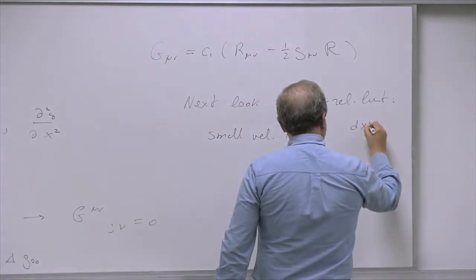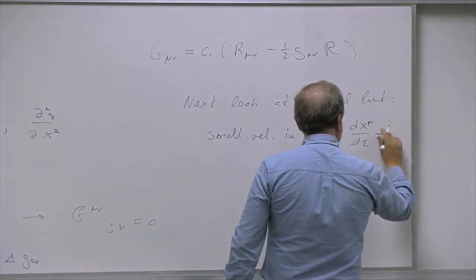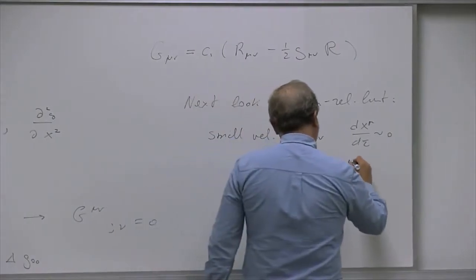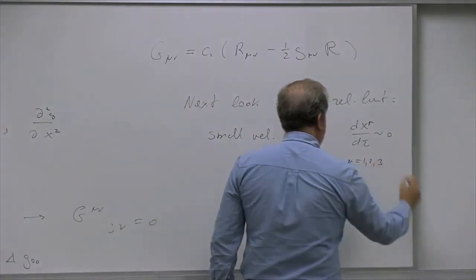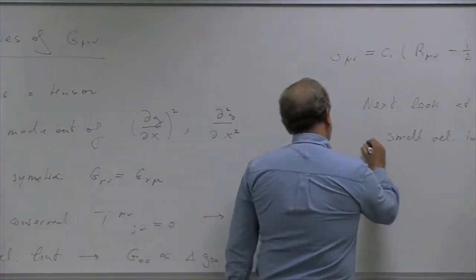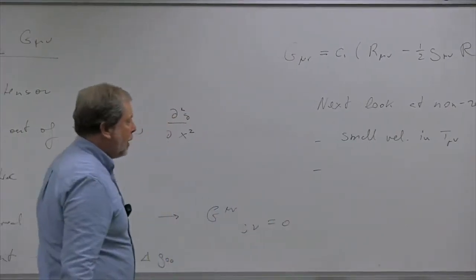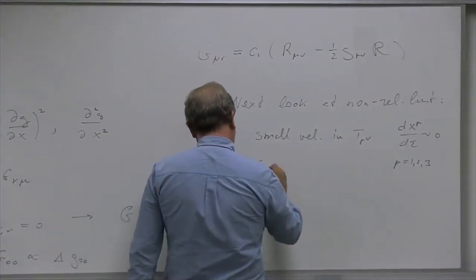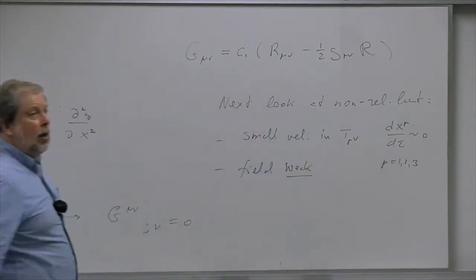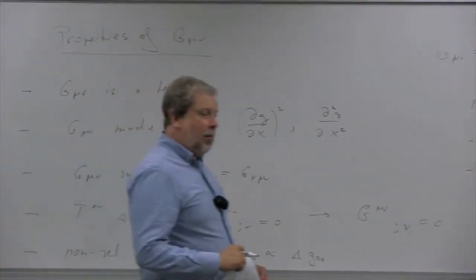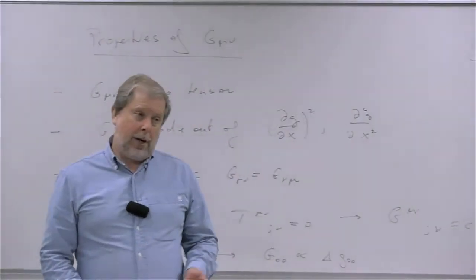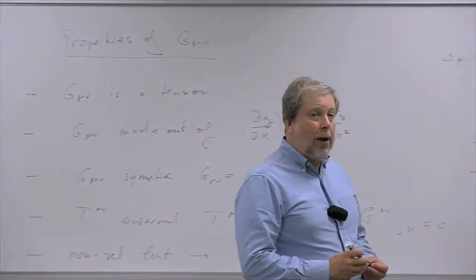So that means that dx mu by d tau is small, for mu equal to 1, 2, and 3, for the spatial indices. And so that's one thing. And the other thing is that we require the field to be weak. That will have important implications in a moment, because you do remember that the Riemann tensor, and in fact already the affine connection, is nonlinear in the metric, right?